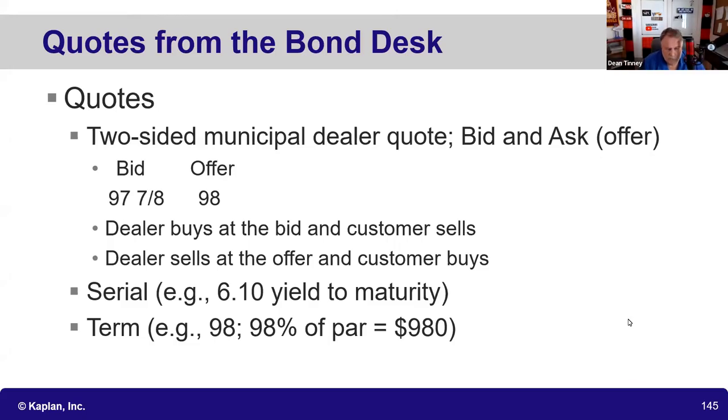The difference between those two prices is called the spread. So the minimum spread I'm ever going to make buying and selling corporate or muni bonds is an eighth.